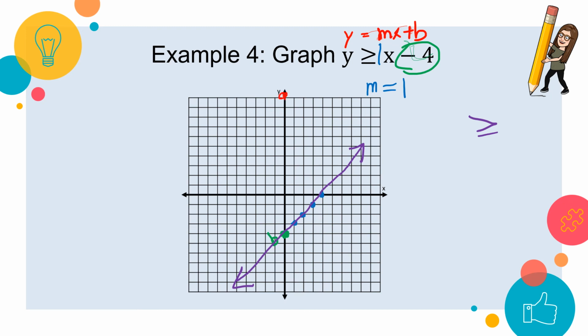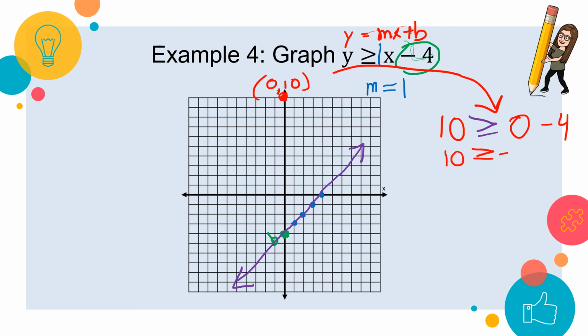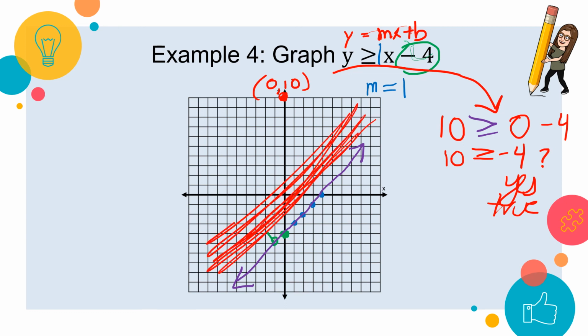Let's try 0, 10. Instead of y, I'm going to put a 10. Instead of x, I'm going to put a 0 and bring down the rest of the function. I'm using this function and replacing the letters with numbers. So if I simplify that right side, that would be -4. Is 10 greater than or equal to -4? Yes, that is true. That is good. So I want to keep the point 0, 10, which means I need to shade above this line.